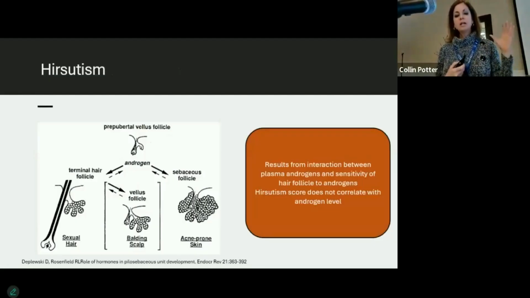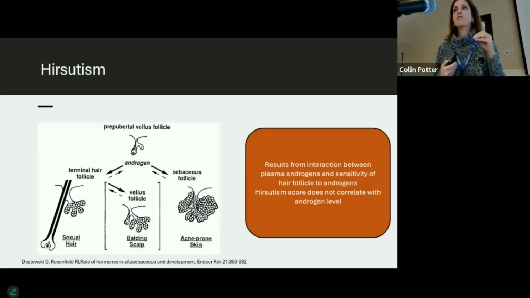So this slide is an important slide from the principle that androgen is going to have an effect on the terminal hair follicle. But what's in this orange box is the take-home point of this slide: even though we know that the plasma androgens are going to affect that terminal hair follicle, a patient's hirsutism score actually does not necessarily correlate with the androgen level.